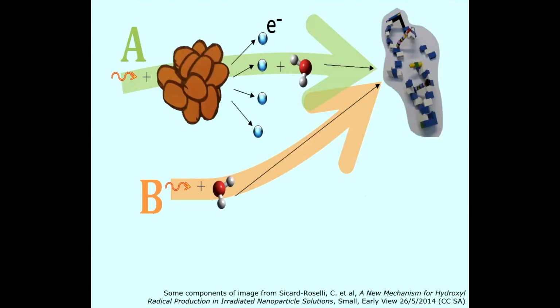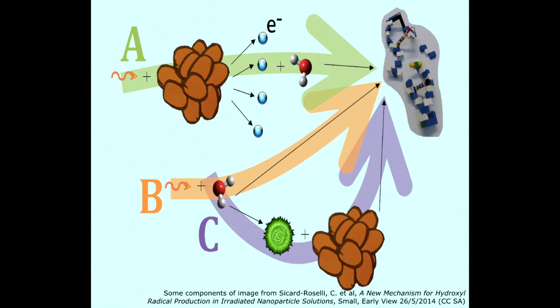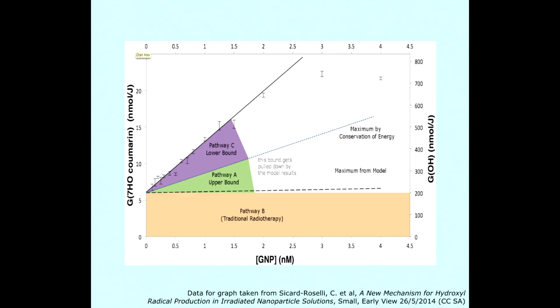In light of this, we suggest the existence of a new DNA damage pathway in the presence of nanoparticles that isn't just to do with electron interactions. Our recent results show that this new pathway is even more important than we first thought. Here, we highlight the change in the ratio of contributions from this new pathway, C, and the traditionally accepted pathway, A, as the accuracy of my model improves.